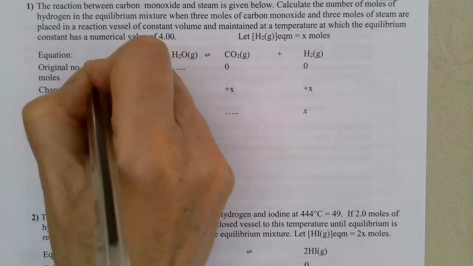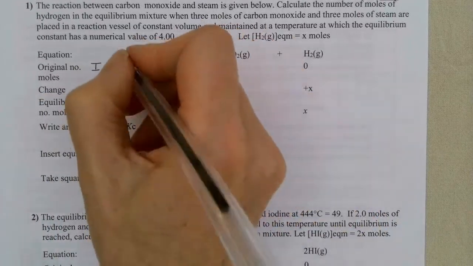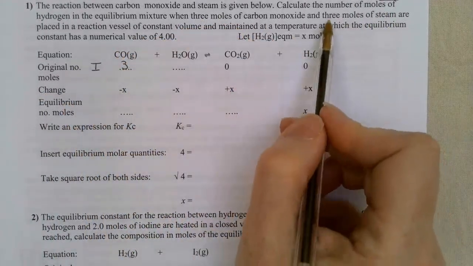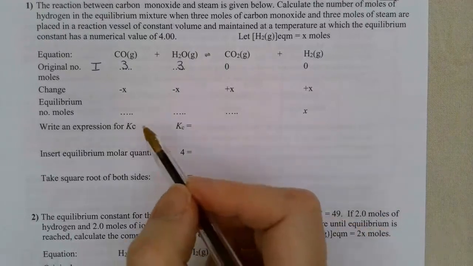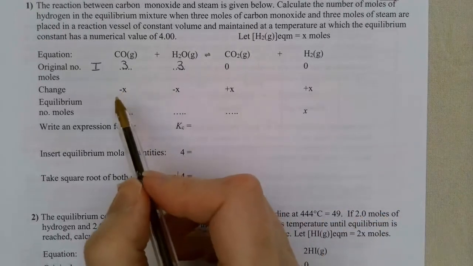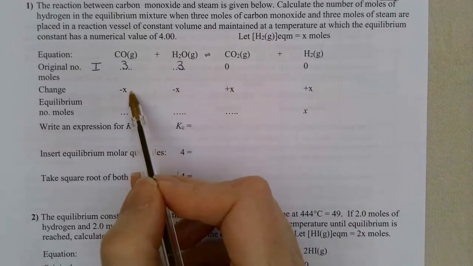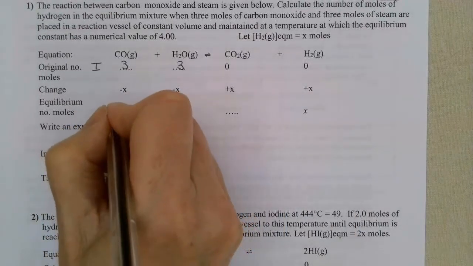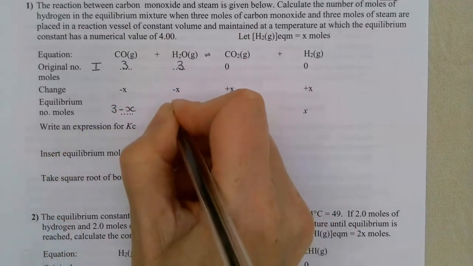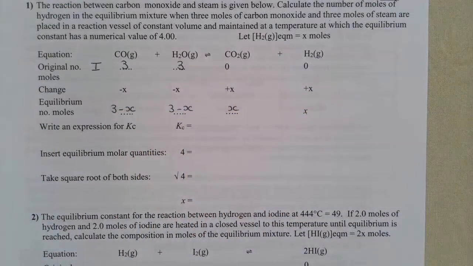And initially, I have from my equation 3 moles of carbon monoxide and 3 moles of steam. Now in this case I'm not told what my change is or my moles at equilibrium, so I can let X stand for the change. So this side is going to go down and this side is going to go up. So at equilibrium I have 3 minus X, 3 minus X, and I have X and I have X.